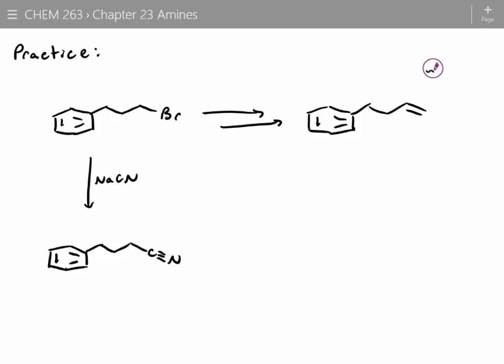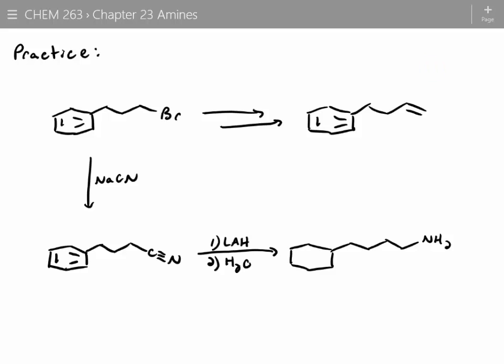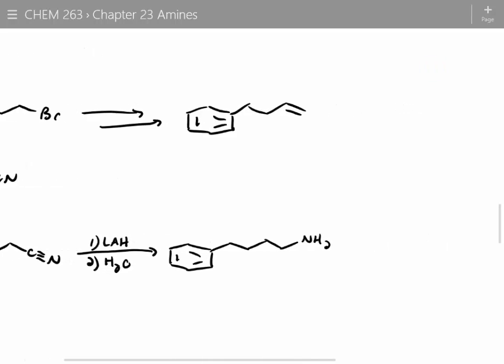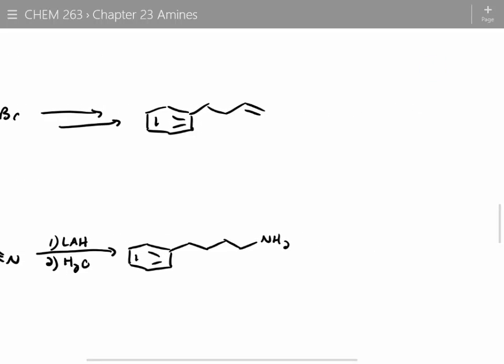All right, but we can't do Hofmann elimination with a cyano group. So what do we need to do? Reduce it. So we can do LAH and water. I haven't gone through and graded all of the exams, but a lot of people forgot to add in that extra carbon. It was worth 1 point out of the 3. As long as you got the reduction, it was okay.